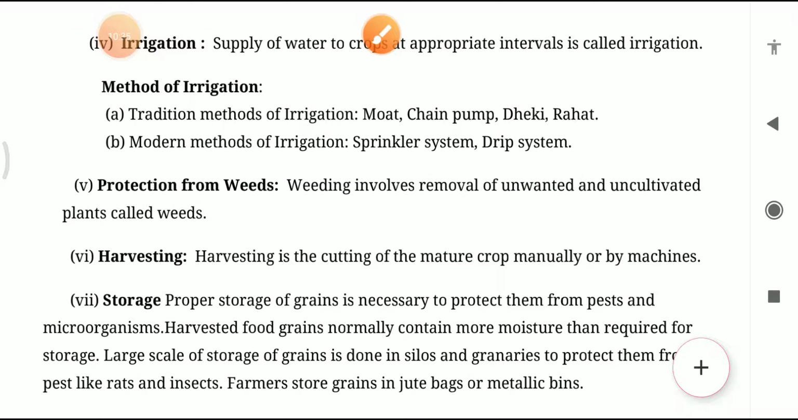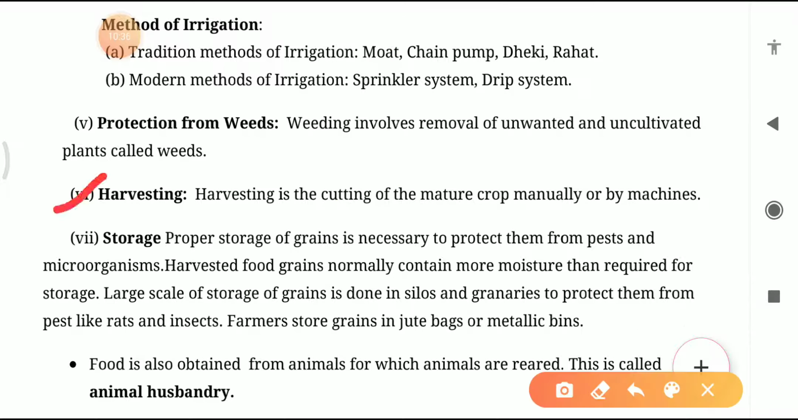The next topic is harvesting. Harvesting means, students, the cutting of the mature crop manually or by machine. When the crop is mature, then in the last we cut the crops. That process is called harvesting. Harvesting is the cutting of a mature crop manually or by machines. In the last, when the crops are harvested, what are we doing? The last step is storage.